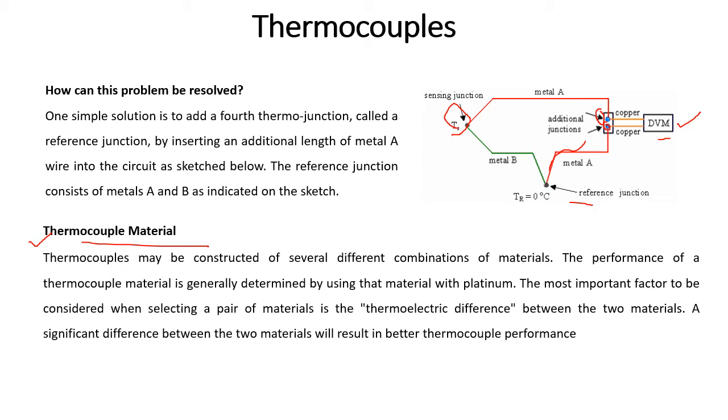Now let's discuss how thermocouple materials are distinguished. Thermocouples may be constructed from several combinations of materials. The performance of a thermocouple material is generally determined by using the material with platinum. The most important factor to be considered when selecting a pair of materials is the thermoelectric difference between the two materials. A significant difference between the two materials will result in better thermocouple performance.